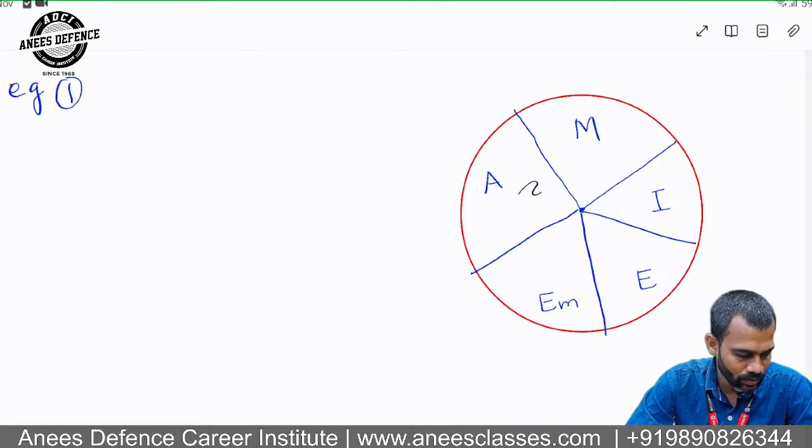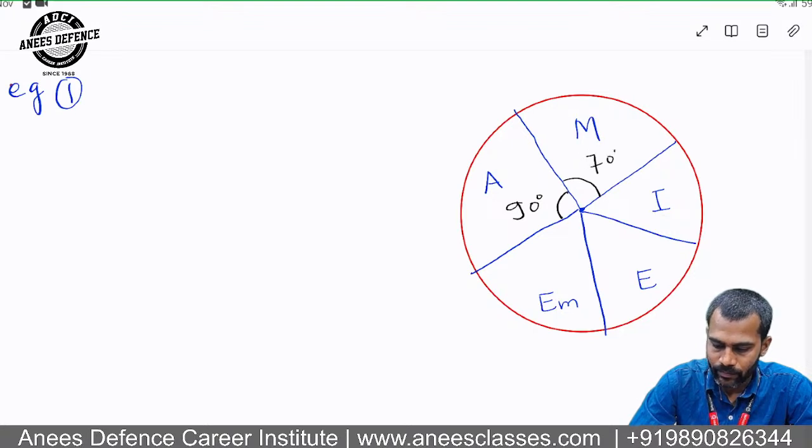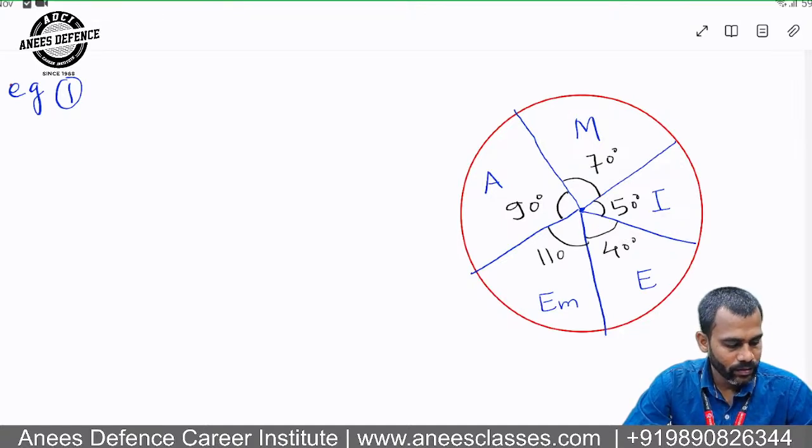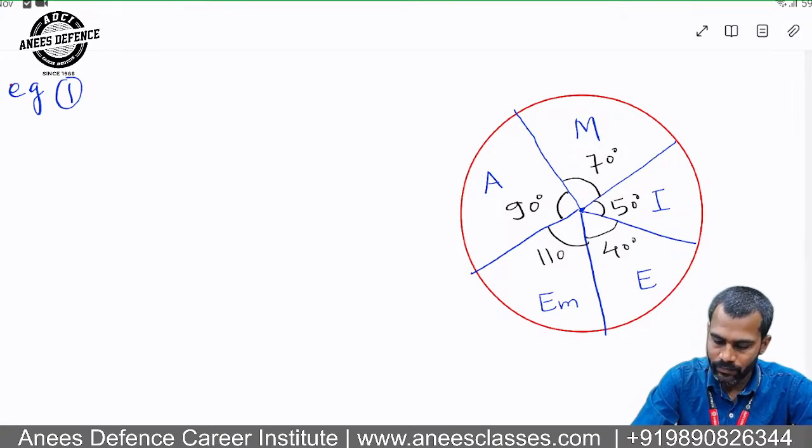Now suppose this angle is 90 degrees. This angle is 70 degrees. This angle is 50 degrees, and this angle is 40 degrees, and this one is 110. A for agriculture.